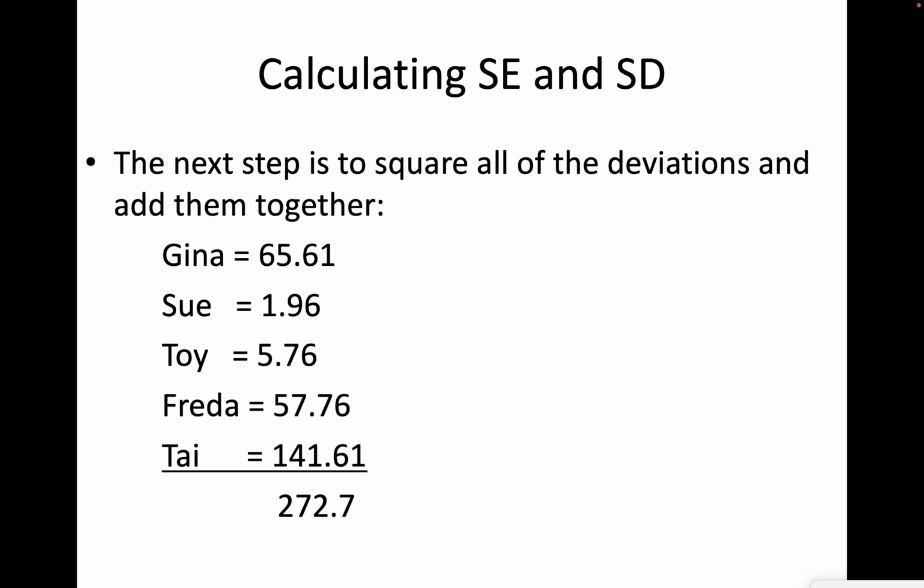The next step is to square all the deviations and add them together. Gina 65.61, Sue 1.96, Toy 5.76, Freda 57.72, Ty 141.61. Add all those together and we get 272.7.